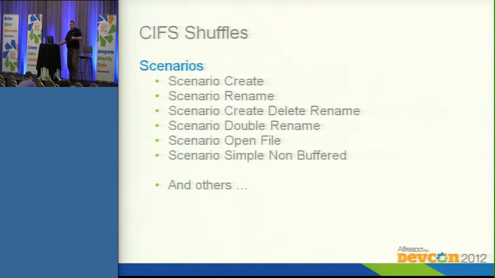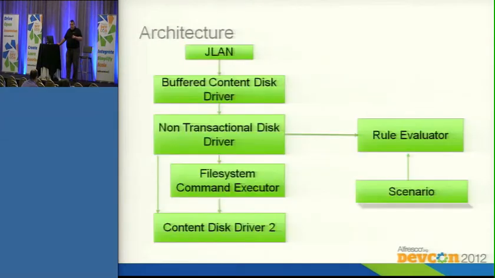And the final scenario on that list is the simple non-buffered, which is basically do the bog standard thing that you would do if there's no other shuffle. So the way it works is that the other scenarios are configured with a high priority. So if they see something interesting, they butt in and do something different. If there's no scenarios sort of doing special stuff, then the simple buffered scenario, for example, if you do a create, it will do a create. If you do a delete, it will do a delete. And that's the way it works. It may need to become more complex over time, but at the moment it's simple and stupid, and that's the way it works.